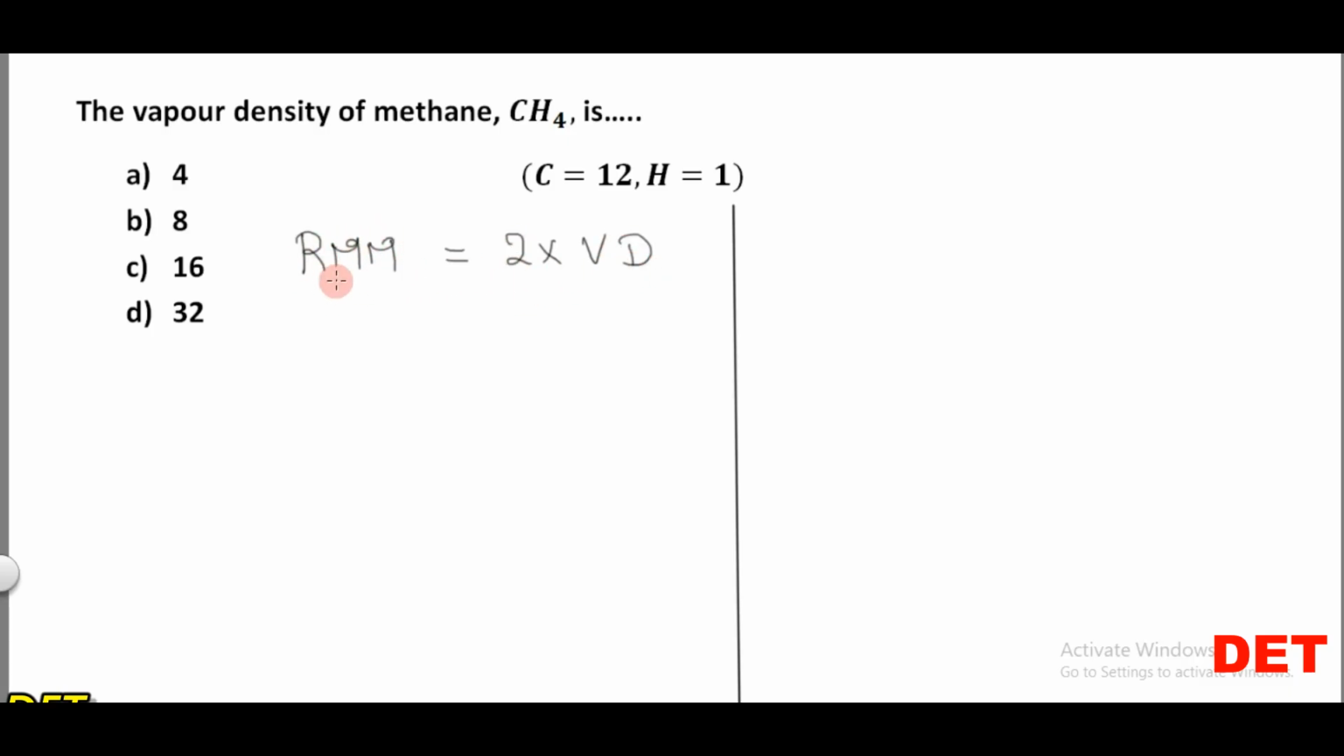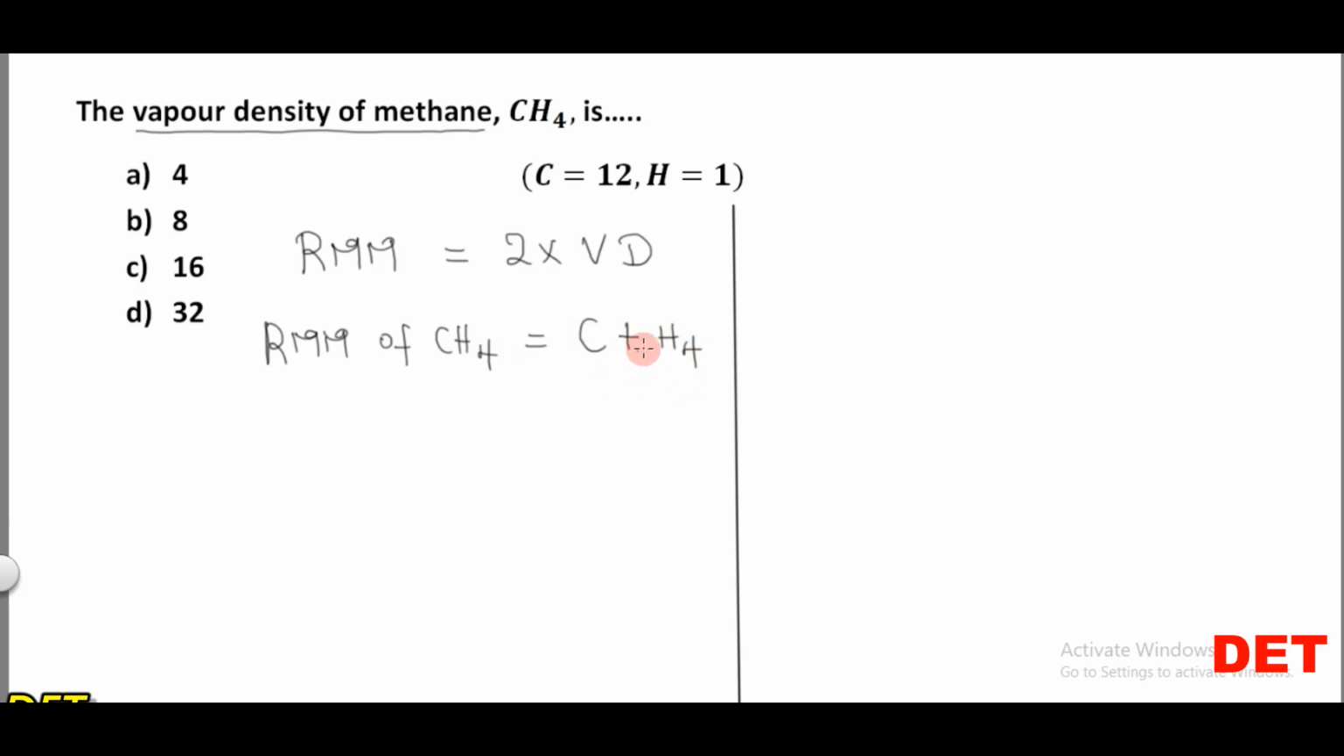So what is the relative molecular mass of methane? Because what we're asked to look for in this question is the vapor density of methane. So the relative molecular mass of methane, CH4, is equal to C plus H4. The relative molecular mass of a compound is the sum of the relative atomic masses of the elements in that compound. So the relative molecular mass of methane is the sum of the relative atomic mass of carbon and hydrogen in that methane.